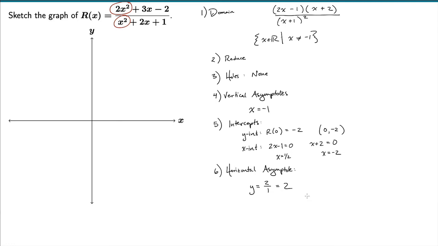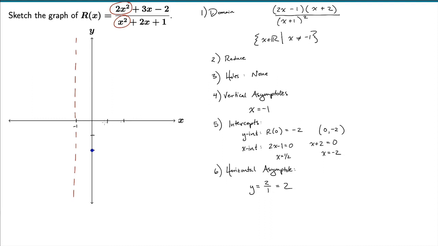Finally, we can sketch what we have. We'll start by drawing our vertical asymptote. We've got a vertical asymptote over at negative 1. Then we can draw our intercepts. We've got a y-intercept at 0, negative 2, so right there is our y-intercept. Then our x-intercepts are at 1/2 and at negative 2.